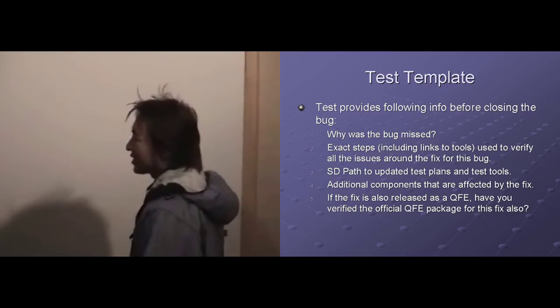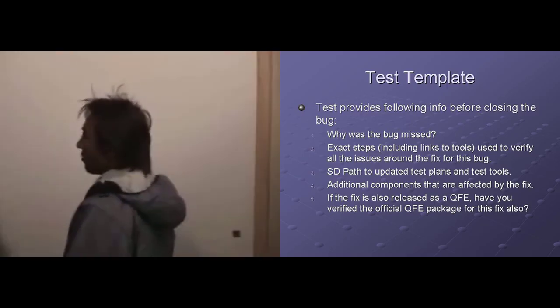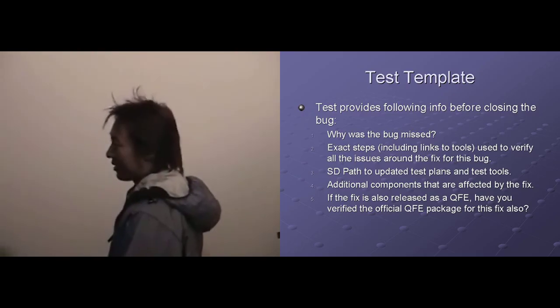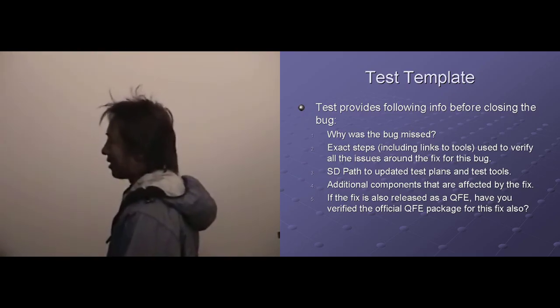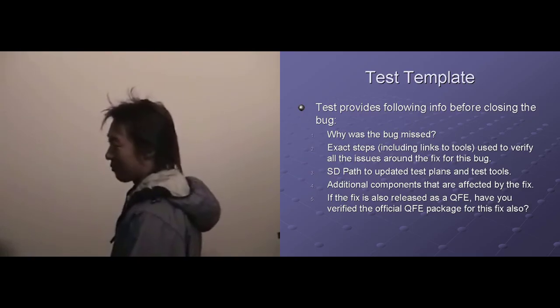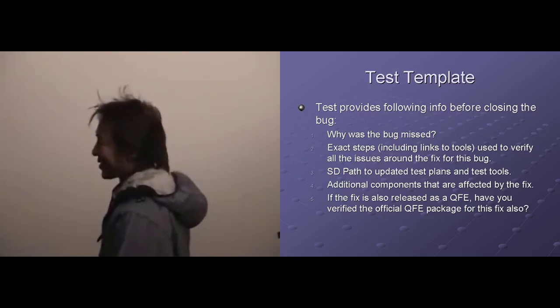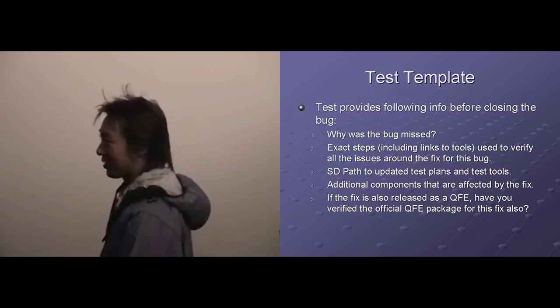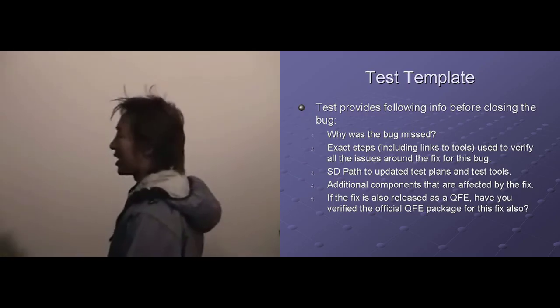So within the test template, it's going to ask you a few questions. Why was the bug missed? As I explained earlier, it would be an analysis of why the bug was missed: hardware or resource, or somebody didn't look into the results, and so on, or time constraint.